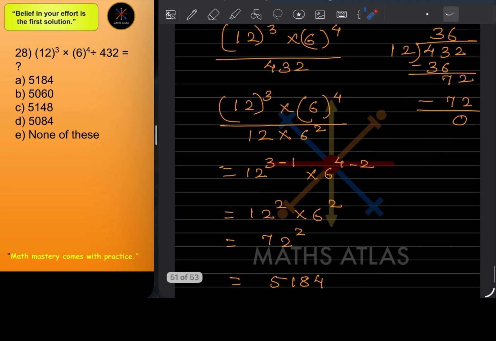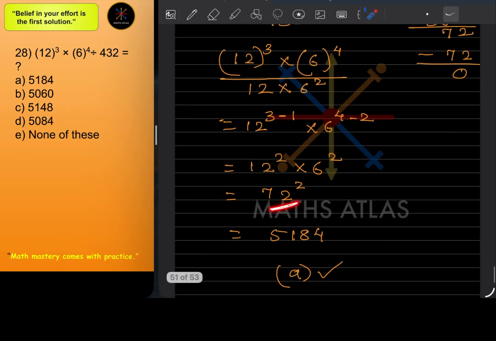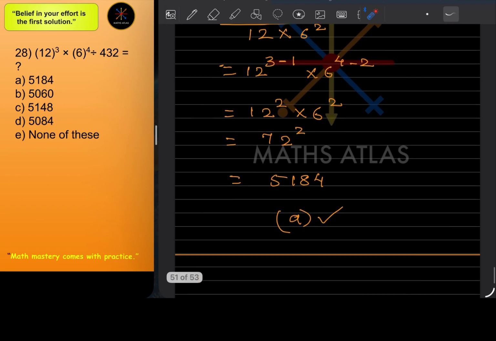Here again you can see the exponents are the same. So here what you are going to do is multiply the bases. So 12 6s are 72, and you just write the exponent 2. So now 72 square means 72 into 72, which is going to be 5184. So the option is A.